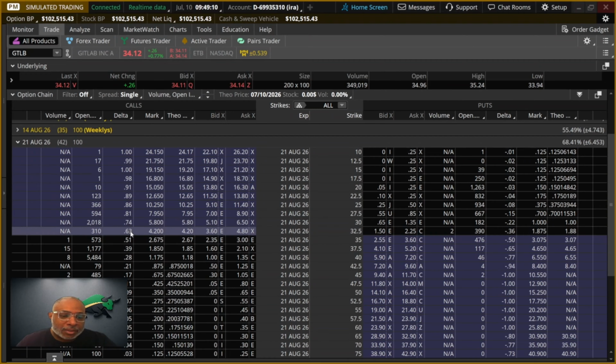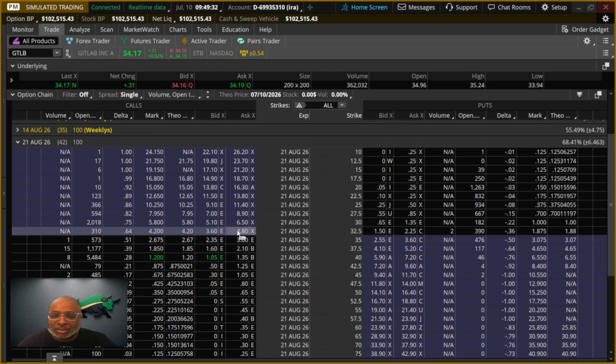So for example, this 3250 call is at a 63 delta right now. So if the stock goes up to 3350, or rather it goes up another dollar, then this contract will go up another 64 cents. So the further out of the money you go, the lower that delta gets. So that's just a quick review on options.